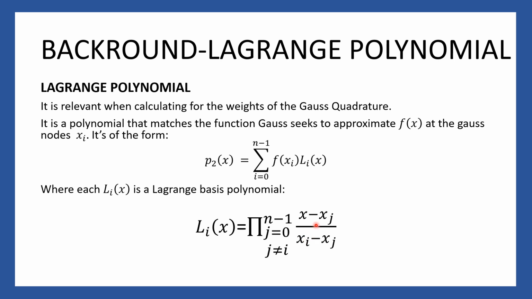is a product of these sets of expressions. We will look at how this comes into play as we move on. So this is the relationship between the Lagrange polynomial and the Gauss quadrature. The Lagrange polynomial provides the weights for the Gauss quadrature to be able to approximate the integral of the function that it seeks to integrate.